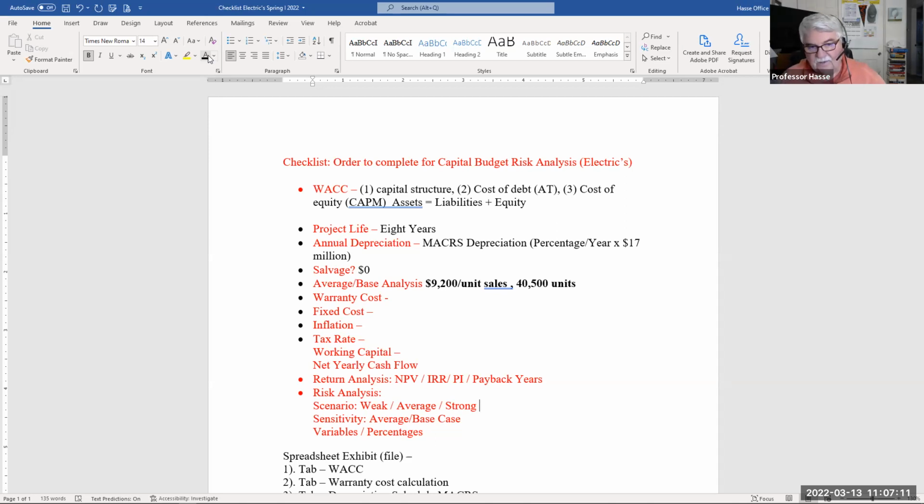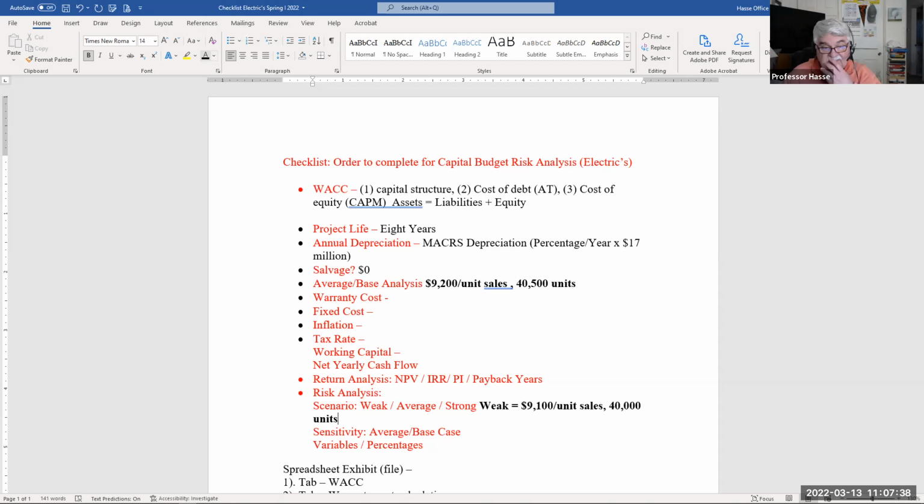Remember, the scenario analysis for weak is equal to $9,100 per unit sales. That's something a little bit different. We have a different sales figure or revenue amount for each scenario. And it's based on 40,000 units. That's the weak analysis.